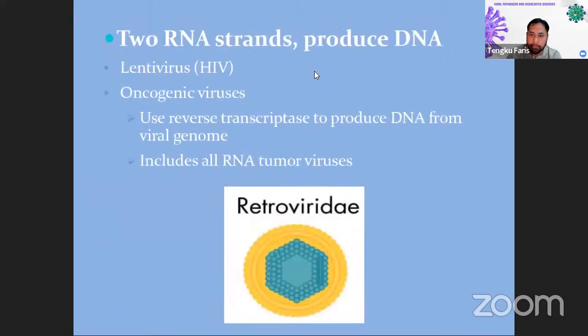Two RNA strands that produce DNA, like lentivirus, a virus that causes cancer. They have the enzyme called reverse transcriptase to produce DNA from the RNA inside their structure. Retroviridae most commonly cause mutations in your DNA and lead to cancers. Hence we call them oncogenic viruses, because they favor oncogenesis.